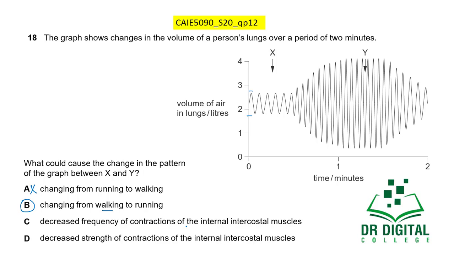Decreased frequency of contraction of internal intercostal muscles. No, this is not possible. And decreased strength of the contraction of internal intercostal muscles. If the strength will decrease, deep breathing is not possible. For deep breathing, a powerful contraction of intercostal muscles is needed. So this is also wrong. Answer for this question is B.